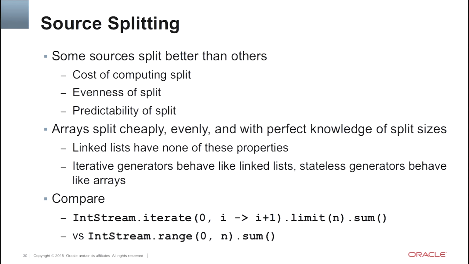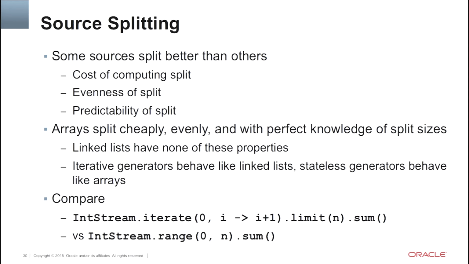This one showed up as a performance puzzler in the very early days of streams. Someone wrote the first one as an expression of add up the numbers from 1 to n, and they said, why am I getting terrible parallel performance?